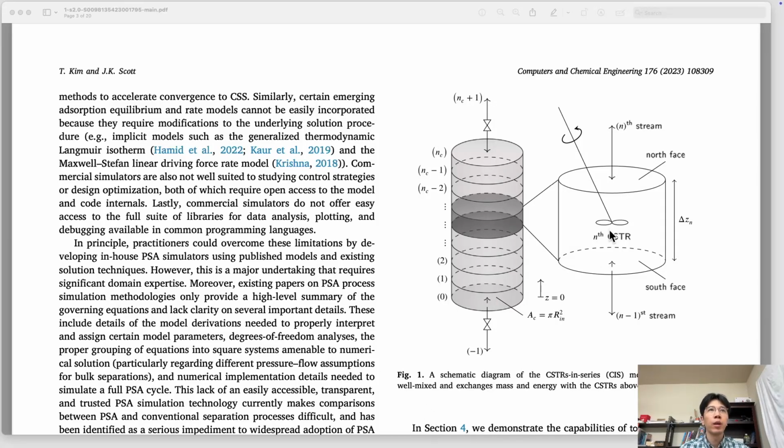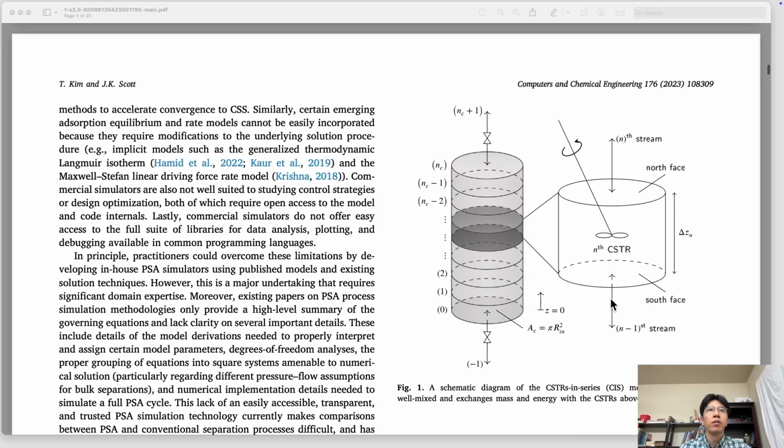So again, thinking about the flow directions, right? There's actually a stream underneath the n-th CSTR, which we name the n-1 stream. And the stream above the n-th CSTR, by definition, is the n stream, right? But as you can see from this double-sided arrow, flow can come into the n-th CSTR from the top, or it can go out from the top of the n-th CSTR.